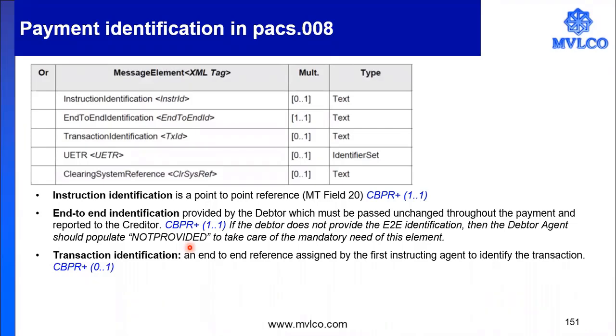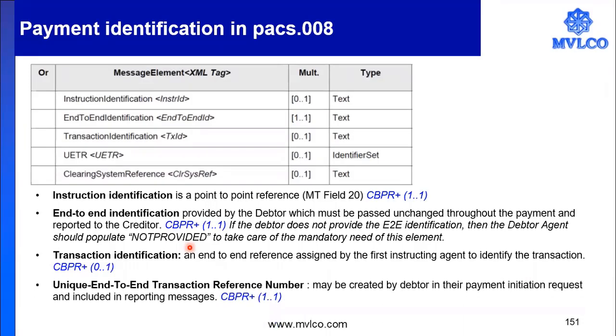The third is the unique end-to-end transaction reference number. UETR is to be assigned either by Fiat or by Bank of America, the first agent, and it is to be used for tracking in the GPI process of SWIFT. So in CBPR Plus, this is a mandatory element. So we have got these three end-to-end identifiers in my MX and also in CBPR Plus. In MT, I have got only one, the last one, which is UETR. So these are our identifiers in my PACS 008.